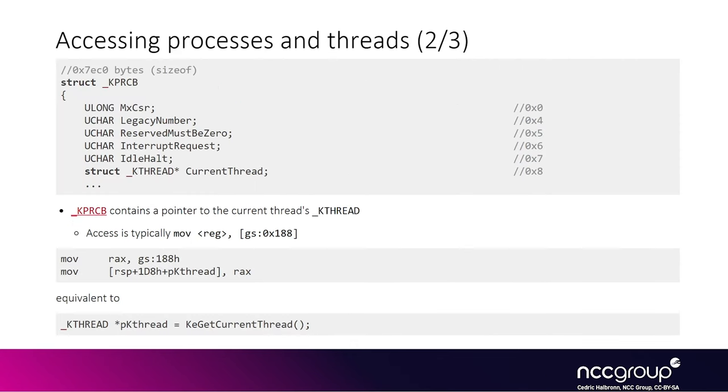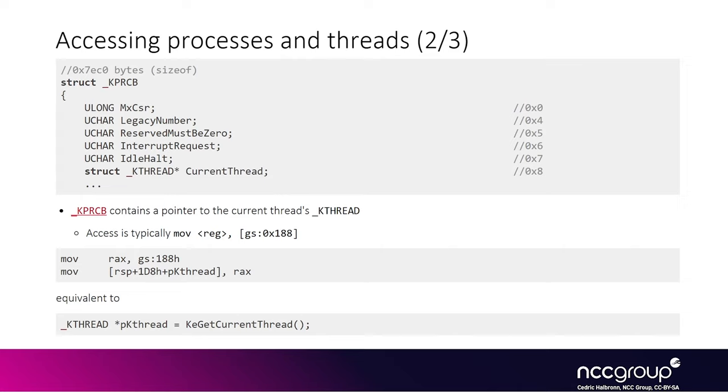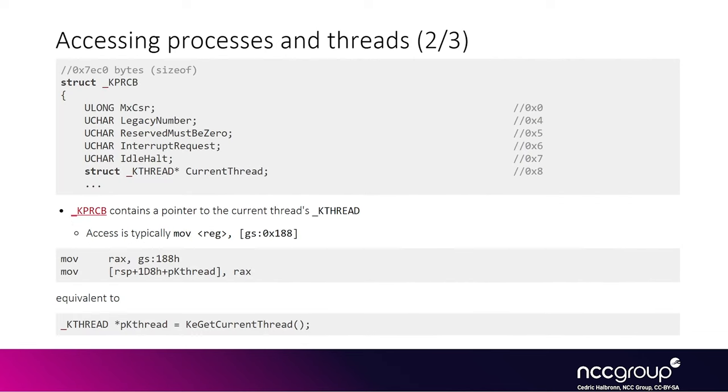So for instance, we see that the KPRCB has a pointer to the current thread at offset 8. And we just saw that the KPRCB was at offset 180 from the beginning of the KPCR. So if we do a little bit of math, we have 180 plus 8 is 188. So basically, to directly access the current thread, we would have an access at offset 188 from the GS register.